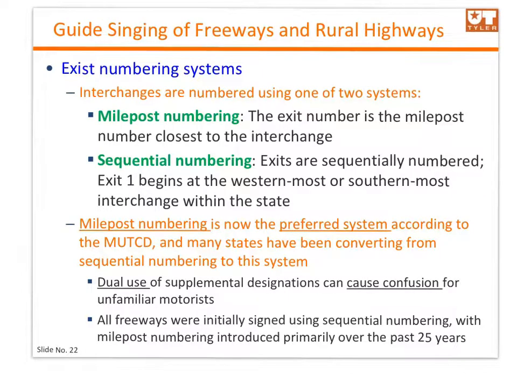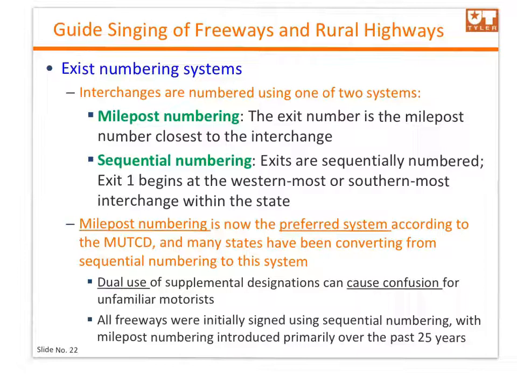How about now the exit numbering systems? When it comes to exit numbering systems, especially at interchanges, those are numbered using one of two systems. First is milepost numbering. That means the exit number is the milepost number closest to the interchange. Or we can use sequential numbering. That means exits are sequentially numbered. Exit 1 will begin at the westernmost or southernmost interchange within the state, and it will keep increasing as we go from the west to the east or from the south to the north.